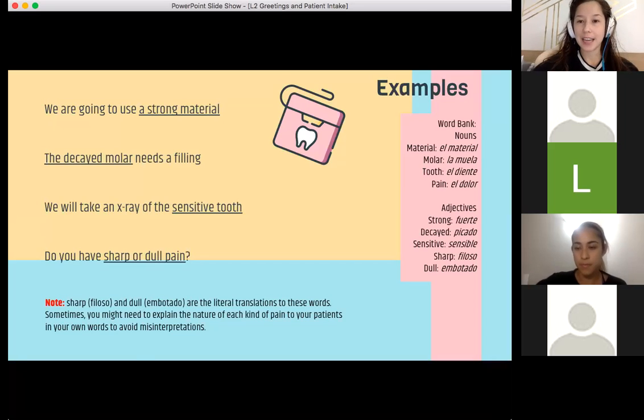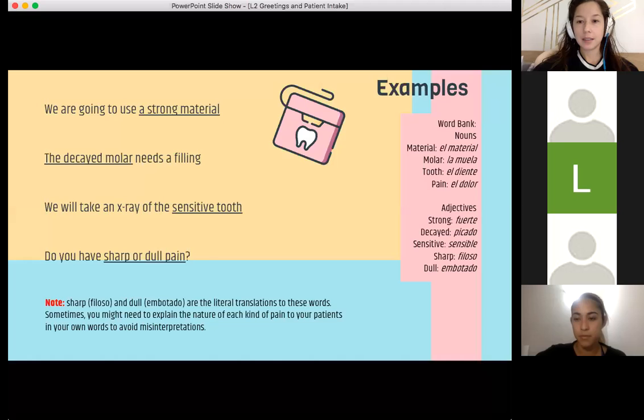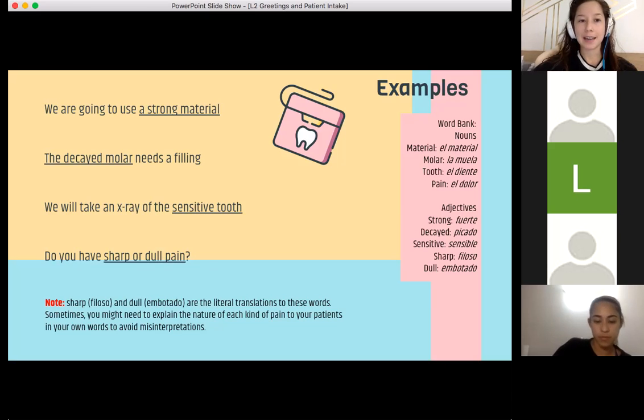So how would we say decayed molar? Think about the gender, if it's plural or not. La muela picada. La muela picada. So it's not picado because picado is going to be male. So la muela picada. And that's perfect.